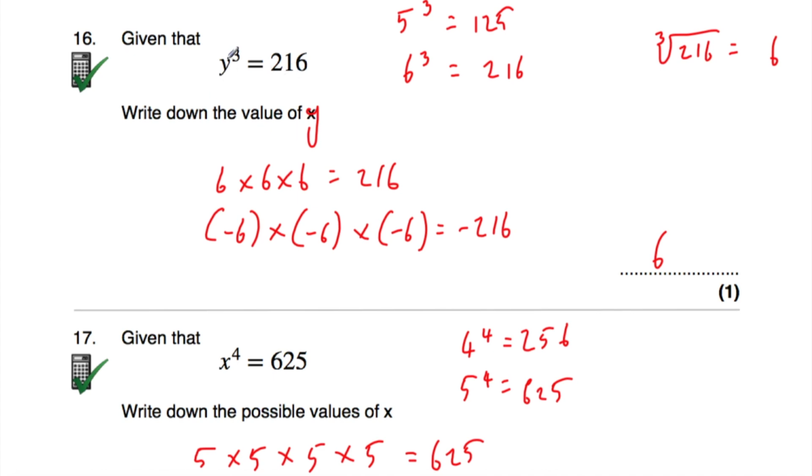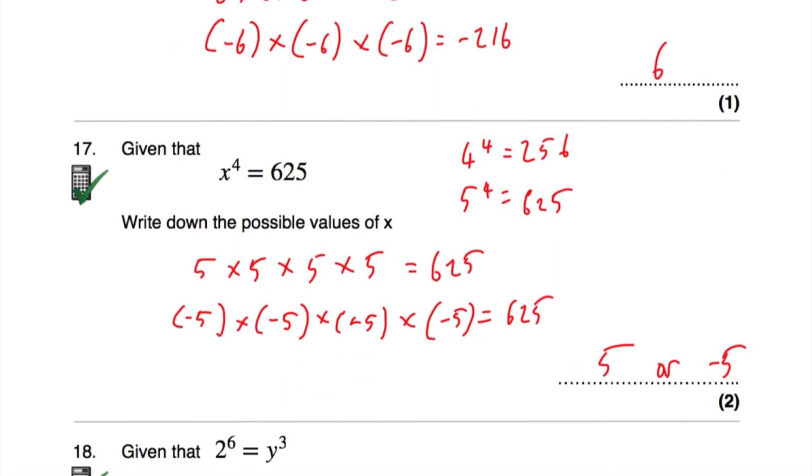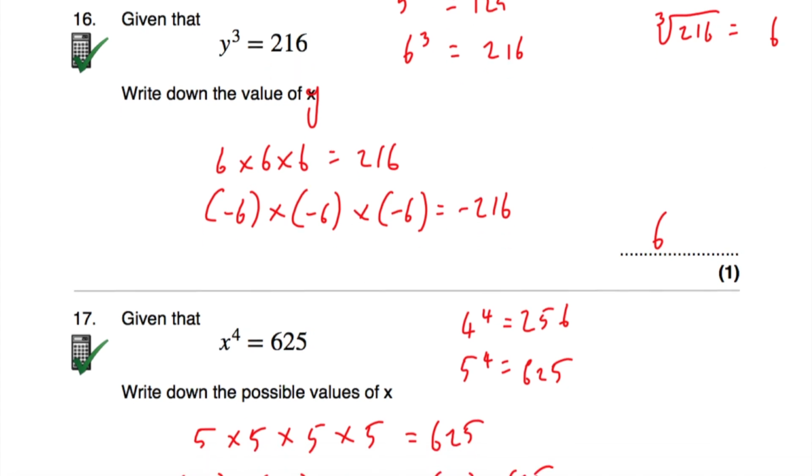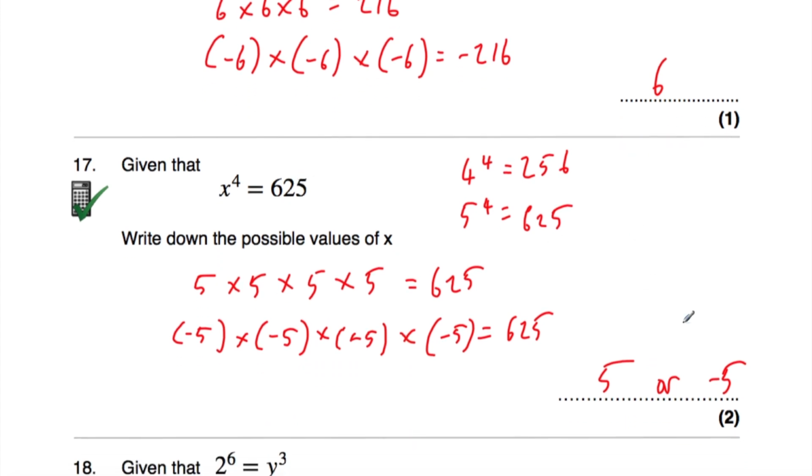So in this case, the only possible value for y would be 6, whereas in this one, there's two possible solutions, and it's to do with the power. This one's got an odd power, so because it's a positive answer, it can only be a positive, but because this one's an even power, it could be a positive or a negative. Now, another thing to look at is, our answers are 5 or negative 5. In this case, we used trial and error to get what value of x was.